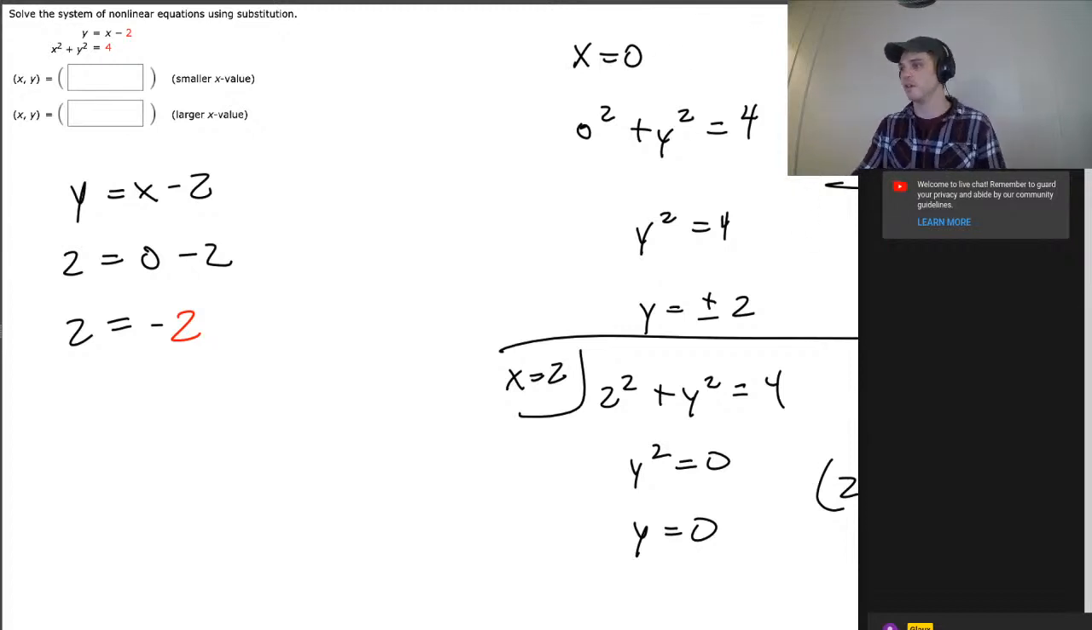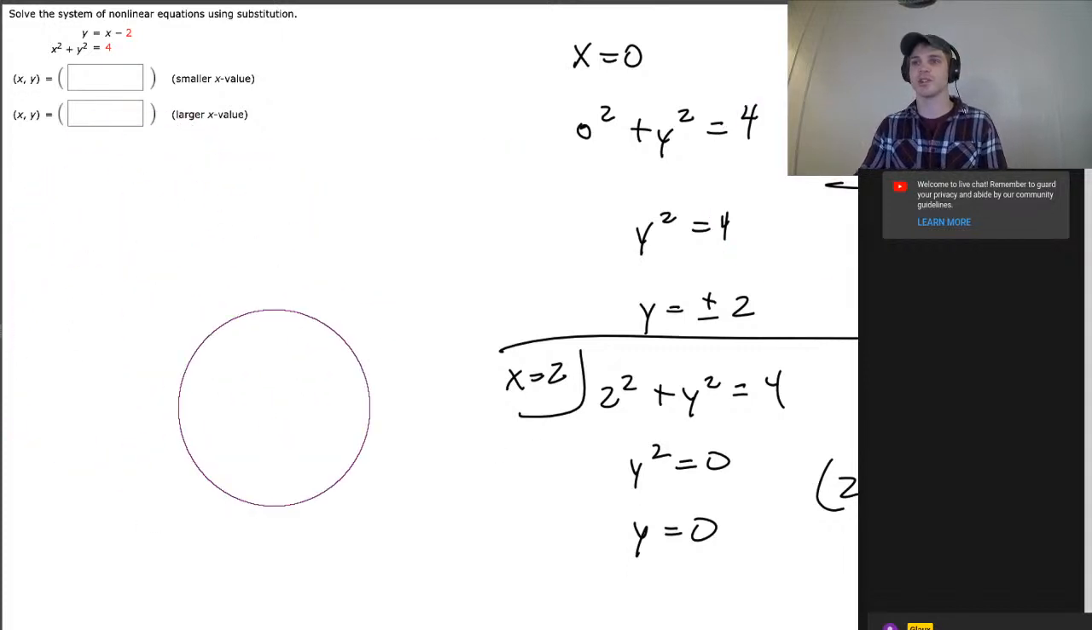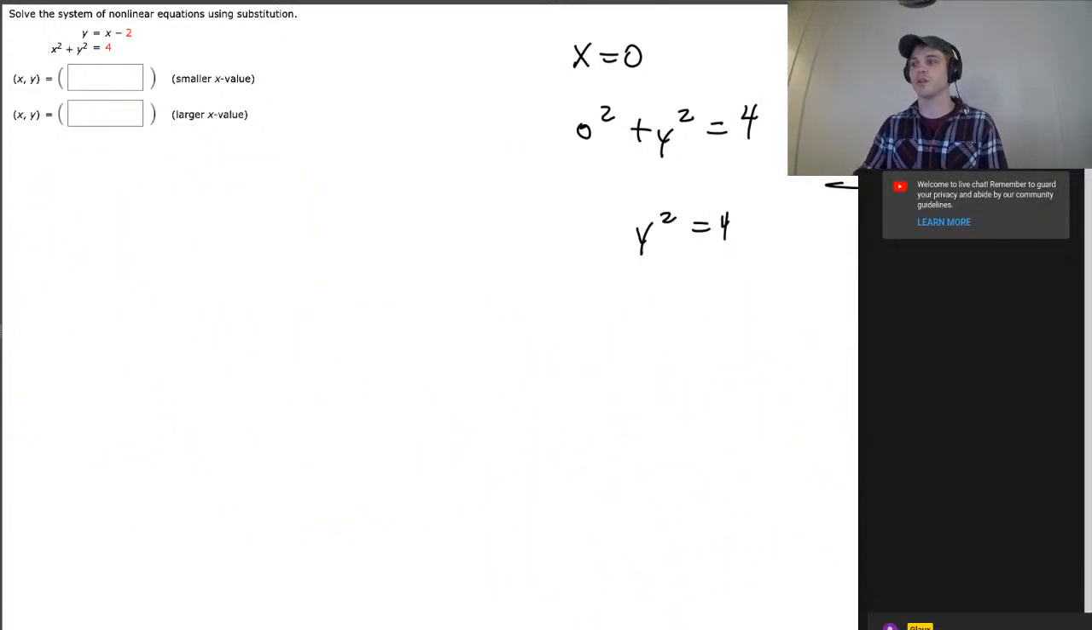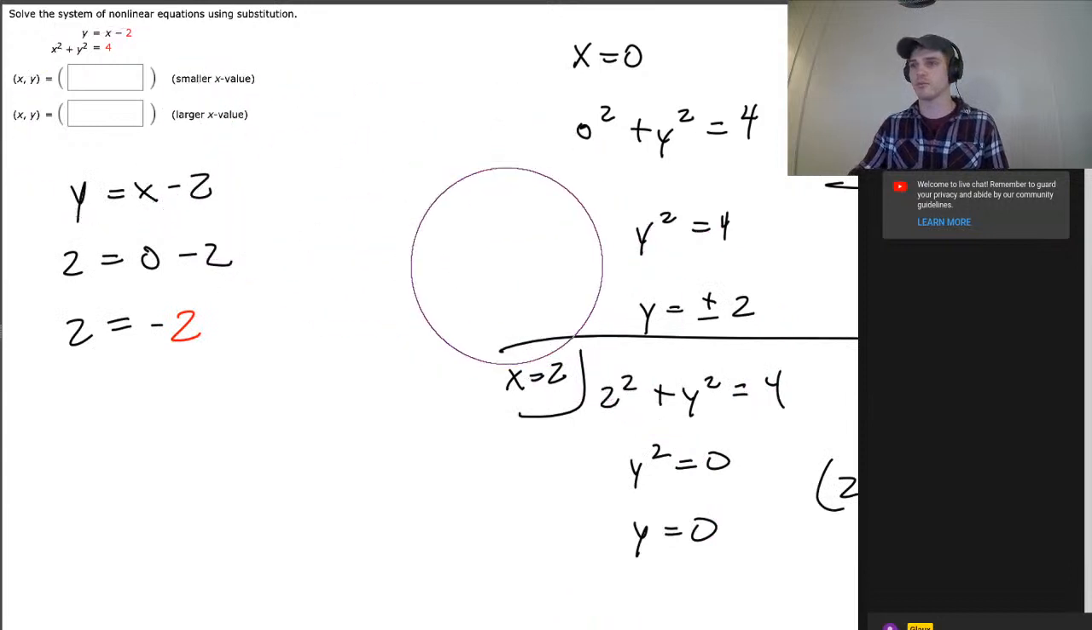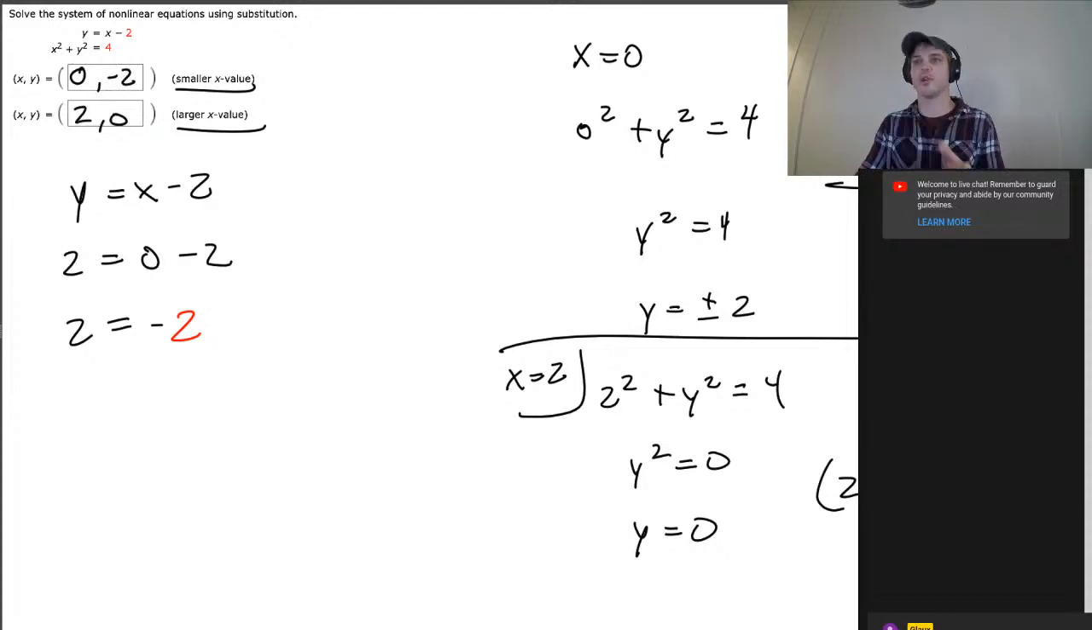Now, for a lot of people, this is really, really confusing. Systems of equations is really, really confusing. Actually, let me write these down before I get too far ahead of myself. The smaller x value. So it's important to be careful with how you enter these. They want the smaller x value, so this is going to be 0, negative 2. And then the larger x value, this is going to be 2, 0. And you don't want to put the parentheses since they already have those out front.